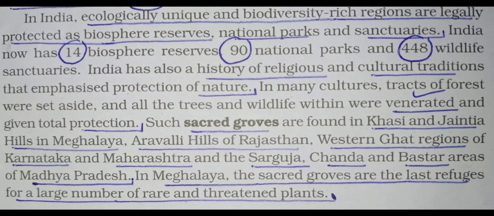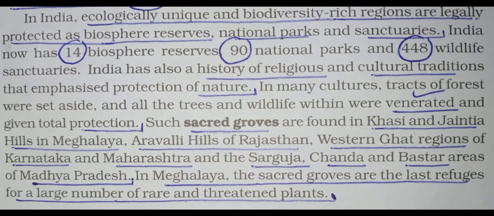Second one is national parks. Third one is sanctuaries. India now has 14 biosphere reserves, 90 national parks and 448 wildlife sanctuaries. India also has a history of religious and cultural traditions that emphasized protection of nature. In many cultures, tracts, meaning parts of forests, were set aside and all the trees and wildlife within were venerated and given total protection.